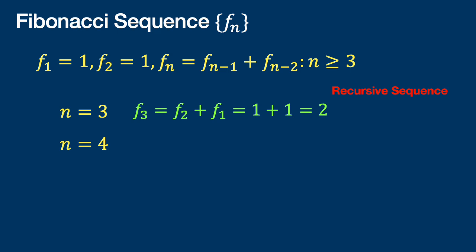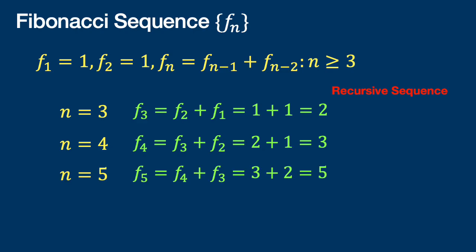Let's go to the next term, F4, which is F3 plus F2. The sum of the previous two terms. F2 is 1, F3 is 2. They add together to 3. Let's try one more. Next term, N equals 5, F5 equals F4 plus F3. That's going to be 3 plus 2, 5.